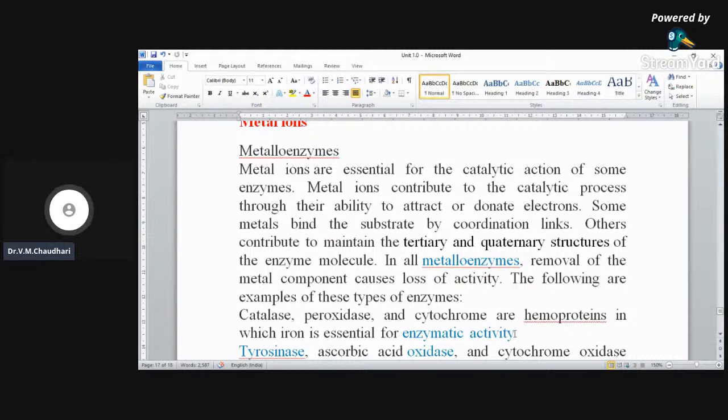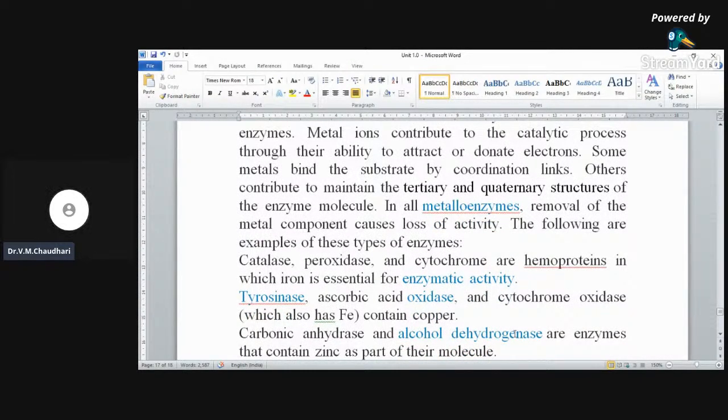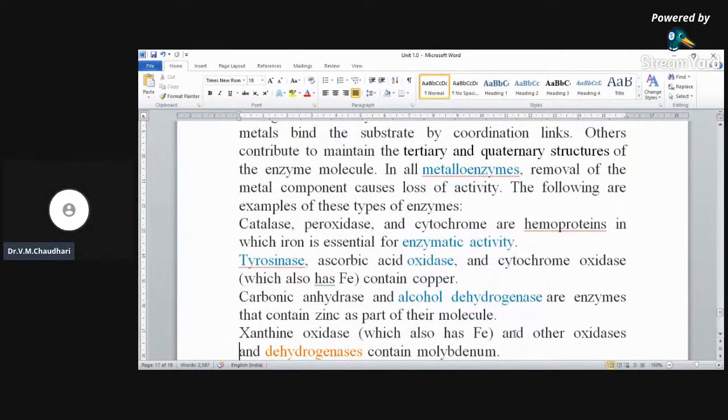So in a metalloenzyme, removal of the metal component causes loss of enzyme activity. The enzymes which require metal ions include catalase, peroxidase and cytochromes. These are hemoproteins in which iron is essential for enzymatic activity. Where have we seen the function of cytochromes? Cytochrome a, b, c, c1, b3 in the electron transport chain.